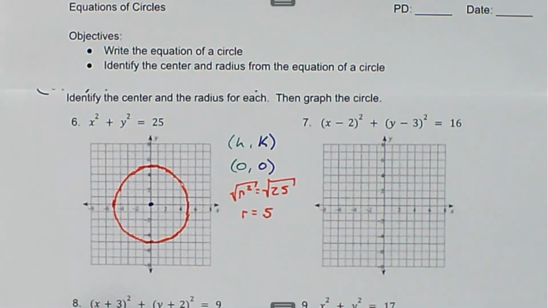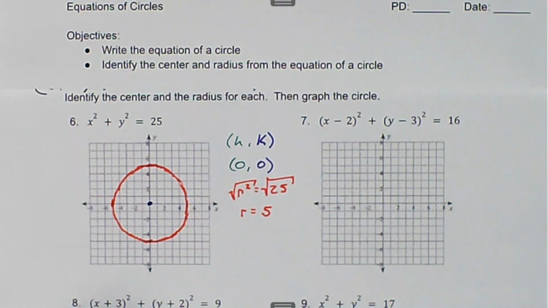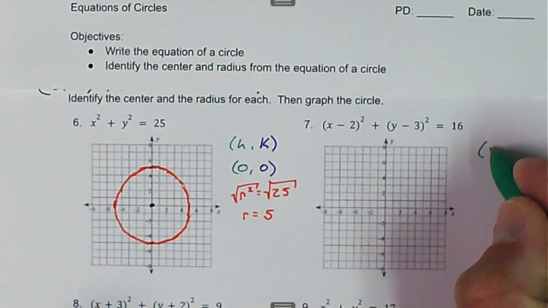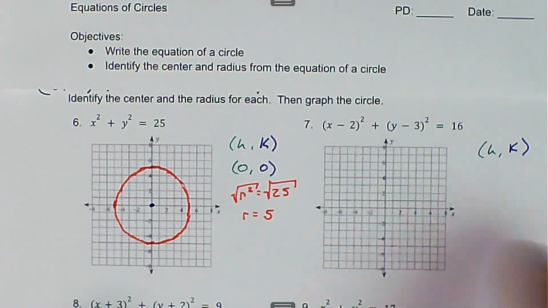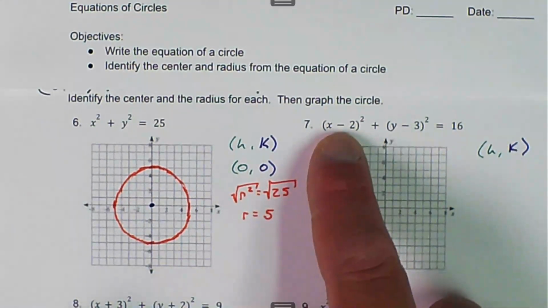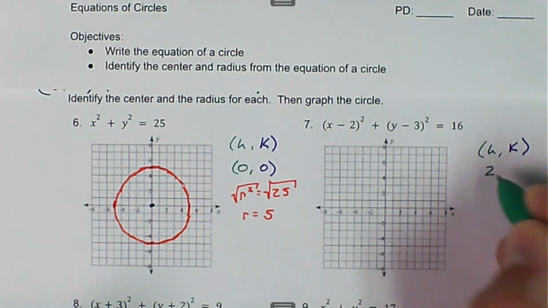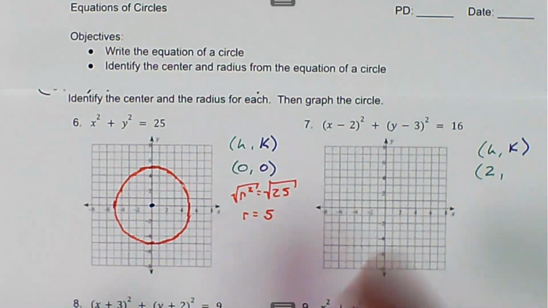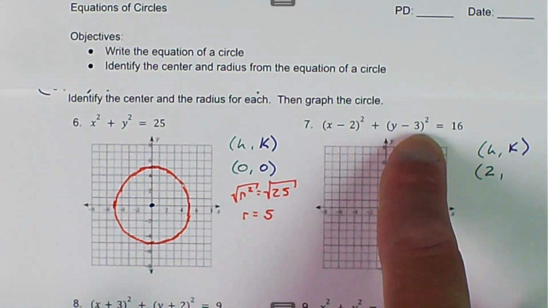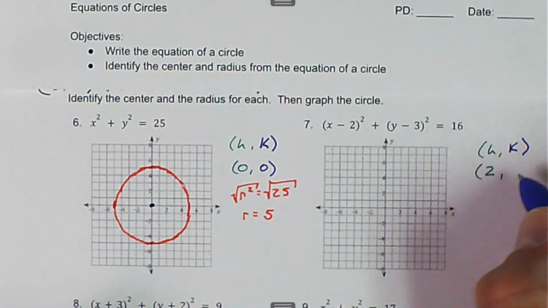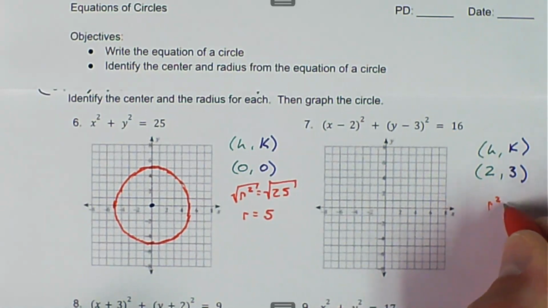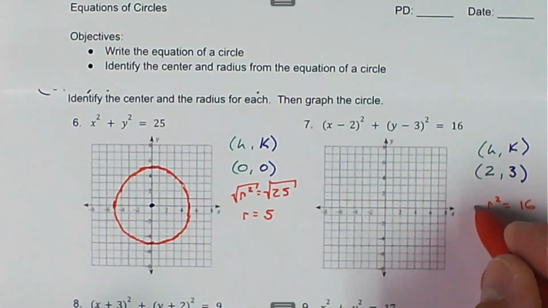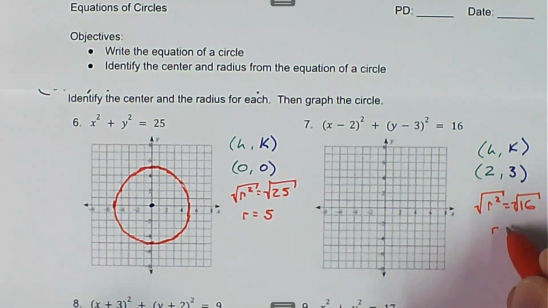Again, we go to number 7 here, and we want to do the same thing. We want to find our (h, k), and we can tell that just by the equation. Remember, the sign in the middle is always negative to start. So if it's negative to start and there's just a 2 there, that means our h value is just 2. Same thing, the original equation has a negative sign in it. So if there's just the 3 with the minus sign in front, that means our k value is positive 3. And then r squared is equal to 16. So we can take the square root of both sides of the equation, and we get r is equal to 4.